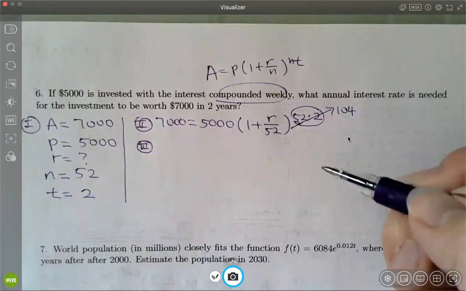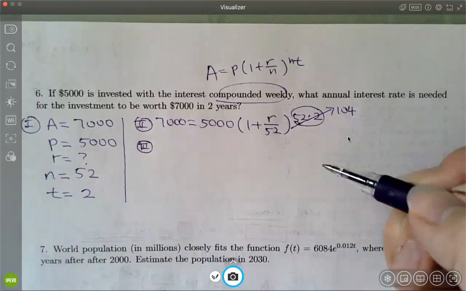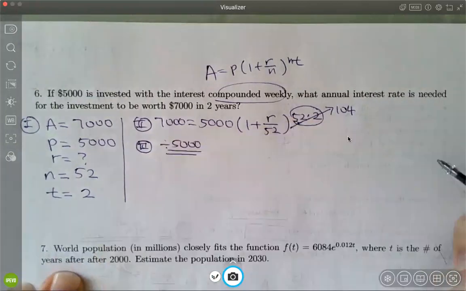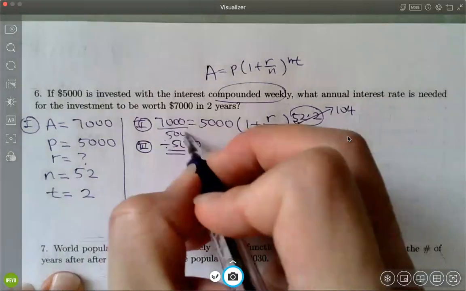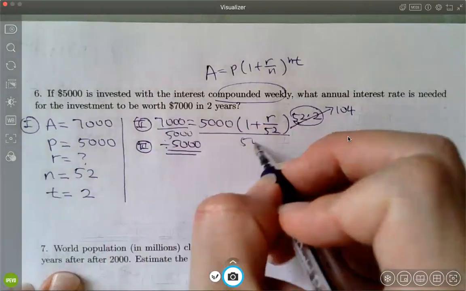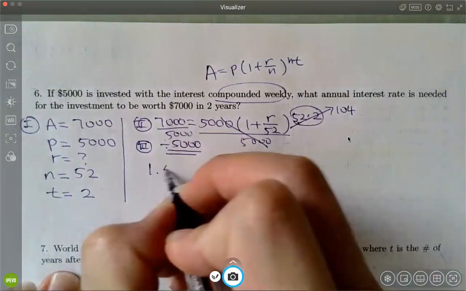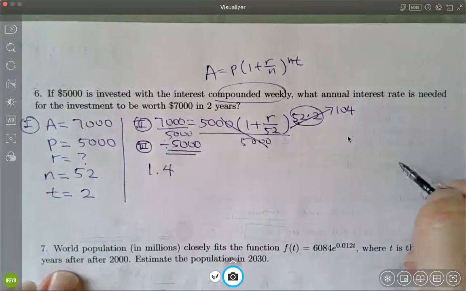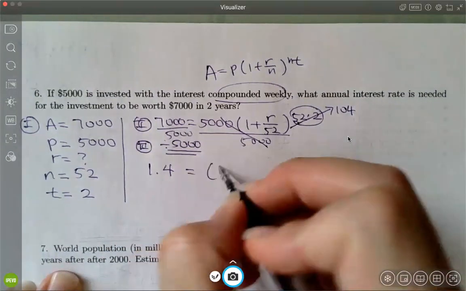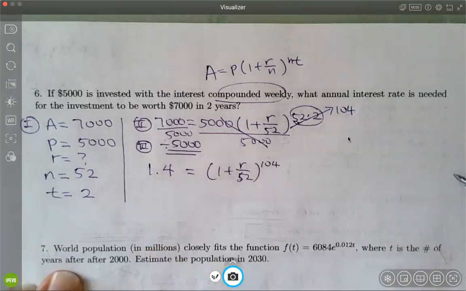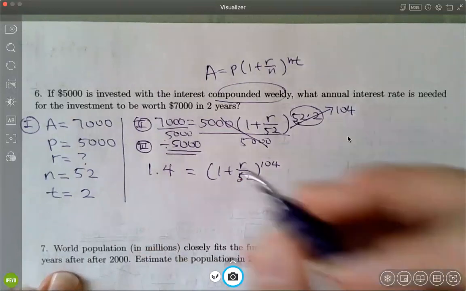Is it divide by 5,000? 5,000 first, yes, and it's division. So divide by 5,000 needs to be done first. What does that mean? 7,000 divided by 5,000. If you use your calculator, I'm not going to show it here, you should get 1.4. So 1.4 is equal to 1 plus r over 52 to the power 104. And now, what do we remove next? 52 or 104?